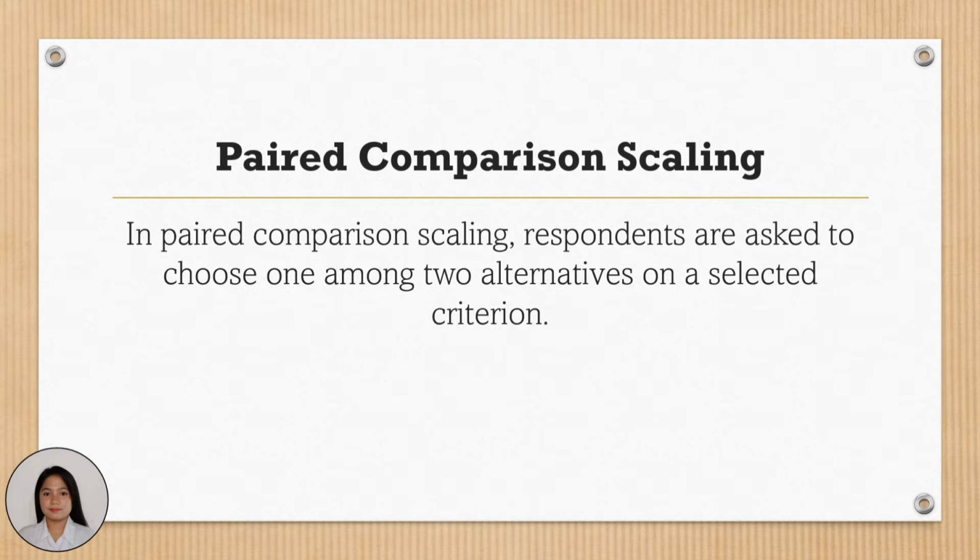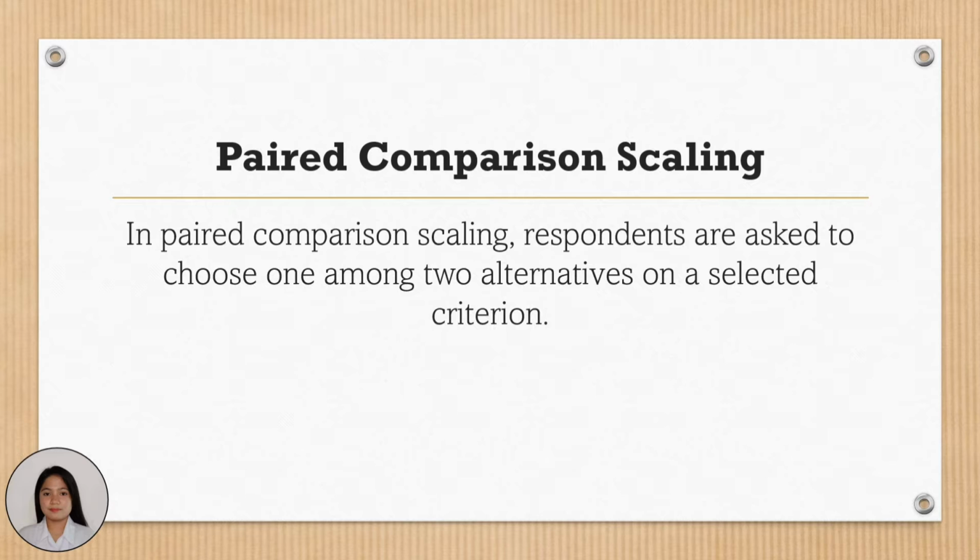Kung dun sa unang tanong, pinili ng respondents ang brand A kaysa sa brand B, at sa pangalawa naman, pinili niya yung brand B kaysa sa brand C, masasabi natin na mas preferred ng consumer ang brand A kaysa sa brand C. Sa madaling salita, ang paired comparison scaling ay nagpapakita ng resultang rank order.